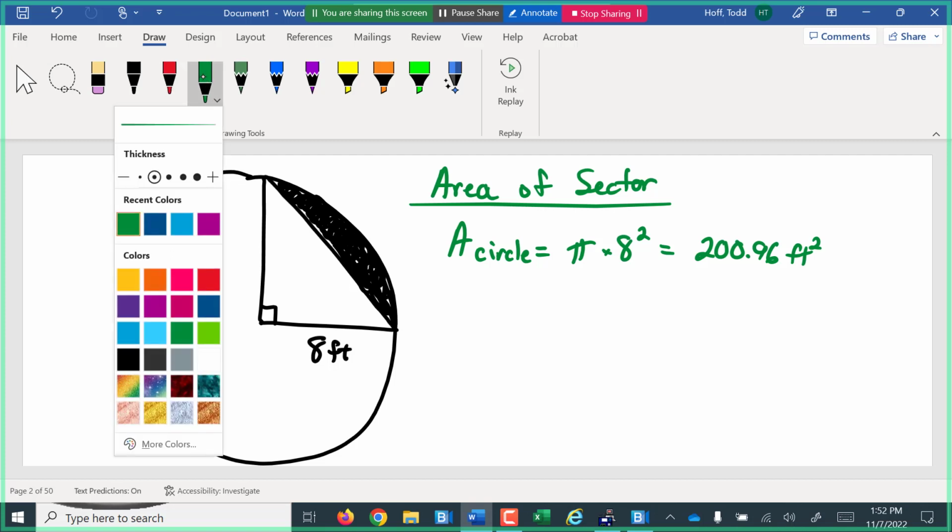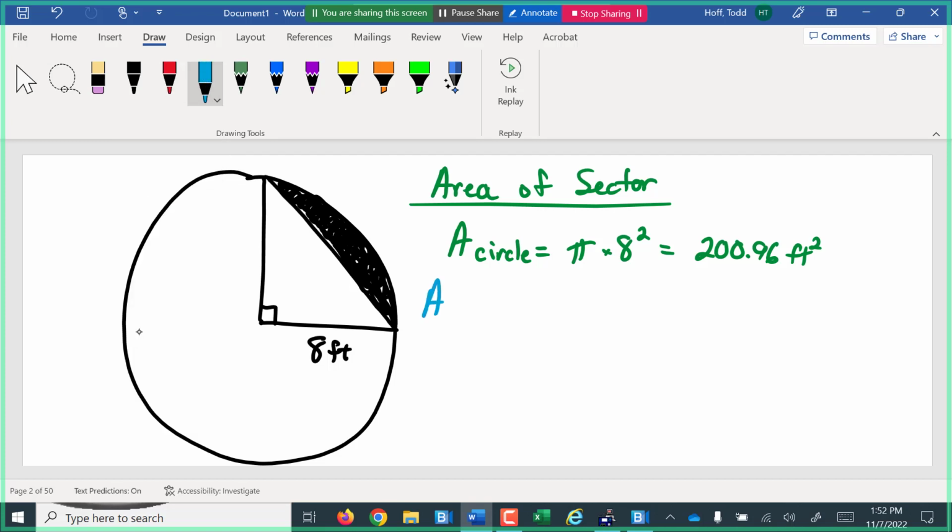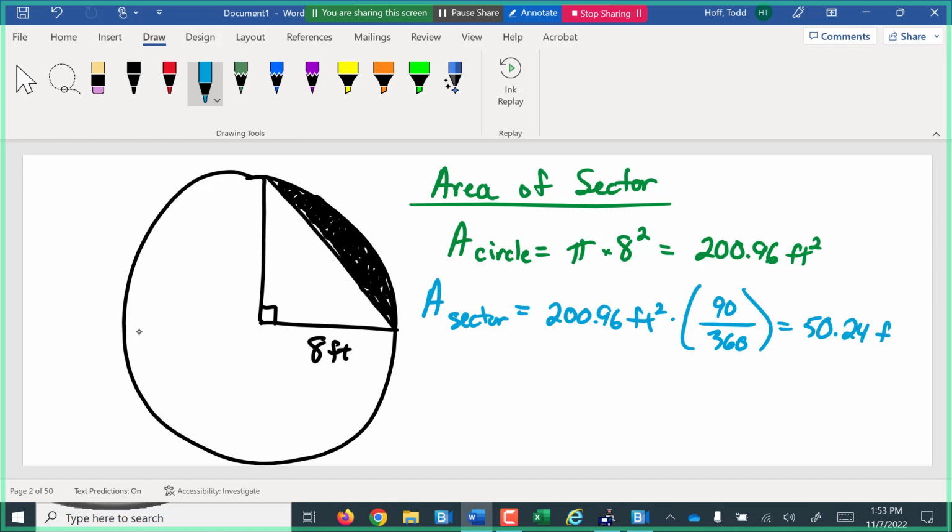So then the area of the sector is the 200.96 square feet times what? 90 divided by 360. So we get 50.24 square feet. So there's the area of our sector.